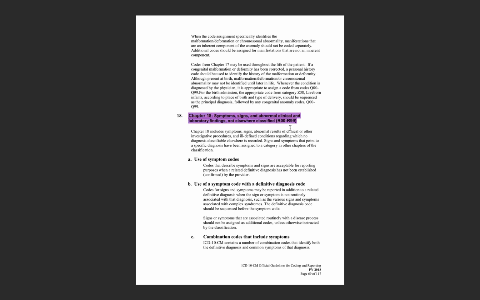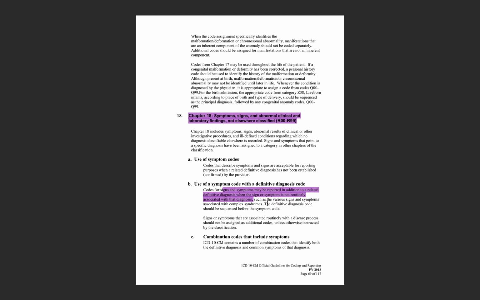Use of symptom codes. Codes that describe symptoms and signs are acceptable for reporting purposes when a related definitive diagnosis has not been established, like I said. Use of a symptom code with a definitive diagnosis. Codes for signs and symptoms may be reported in addition to a related definitive diagnosis when the sign or symptom is not routinely or commonly related to the diagnosis. Obviously, it is commonly related that abdominal pain comes along with colitis or the stomach flu. But if something else that's usually not related to that condition occurs, then you can report it.